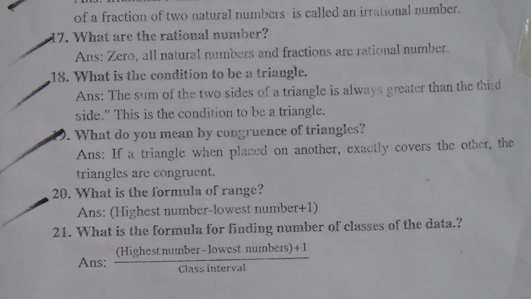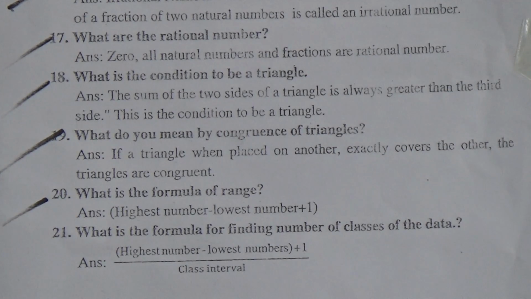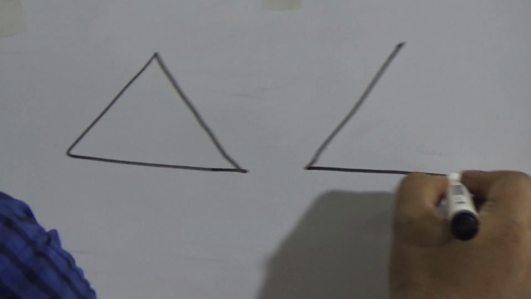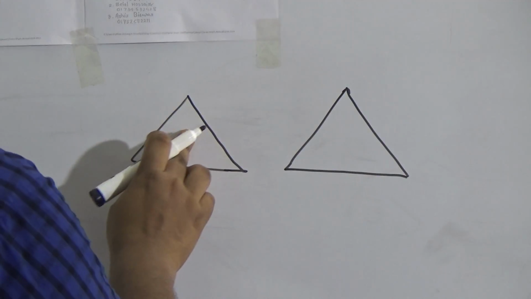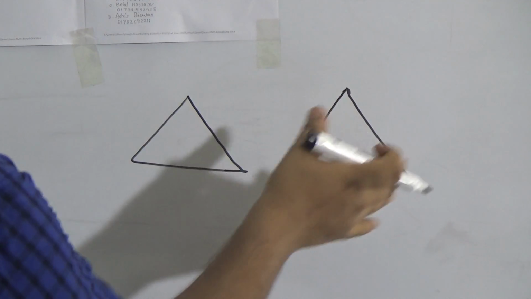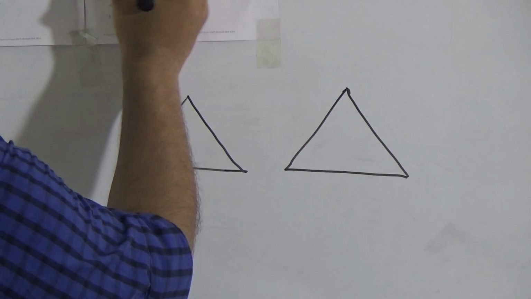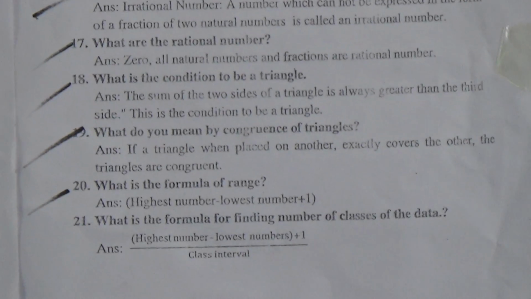Question number 19. What do you mean by congruence of triangle? My dear students, if a triangle when placed on another exactly covers the other, the triangles are congruent. That means this is a triangle, and this is another triangle. If I place this triangle on this triangle, and it covers the whole triangle, then they are called congruent with each other. That means if a triangle when placed on another exactly covers the other, then the triangles are called congruent triangles.